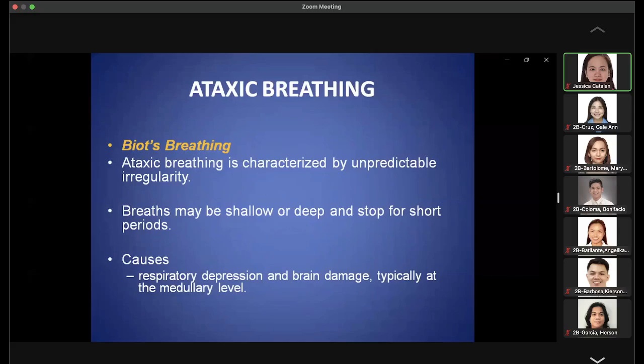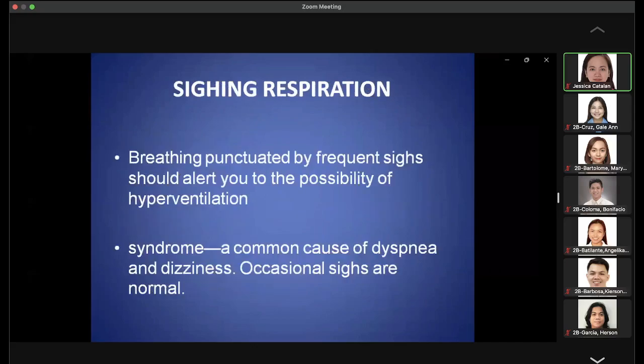Ataxic breathing, so by the term ataxia. Okay. Another term for this is Biot's breathing. So ataxic breathing is characterized by unpredictable irregularity. So breaths may be shallow or deep and stop for short periods. So causes are respiratory depression and brain damage. That is typically on a higher level, so at the medullary level.